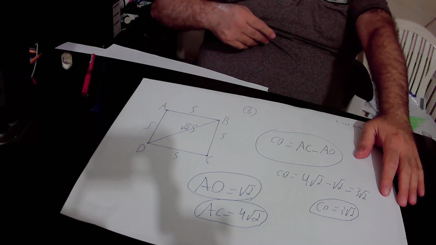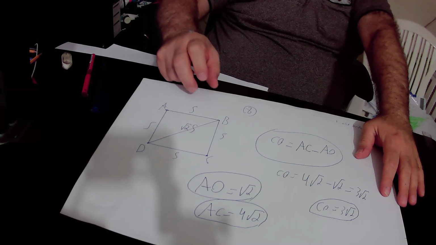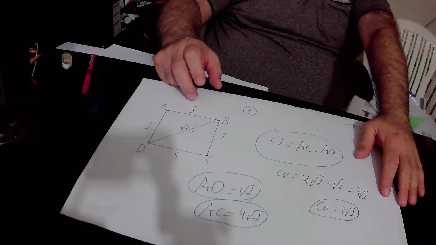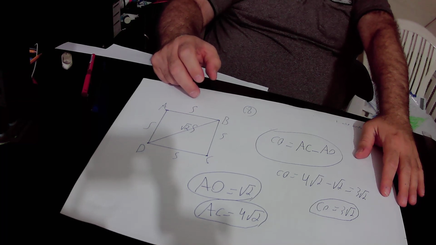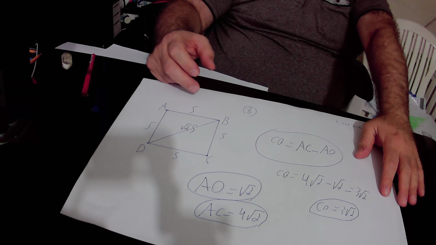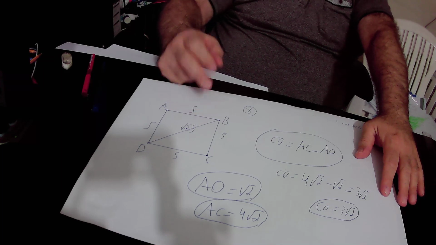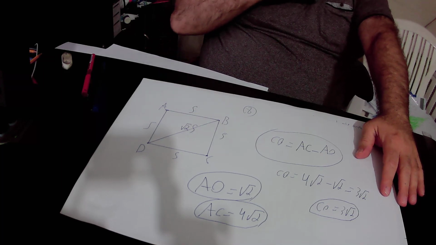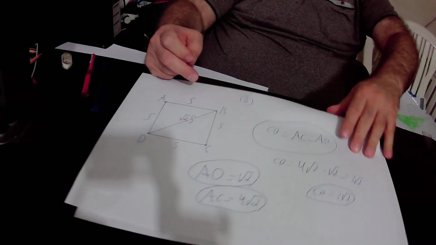So if the length of one side of a square is S, then the length of its diagonals will be equal to S times square root of 2 units. That is the meaning of rule number 7. And we will actually implement rule number 7 in our drawing.